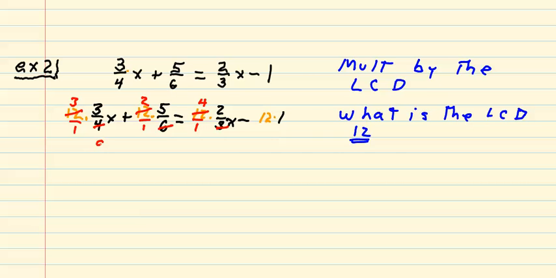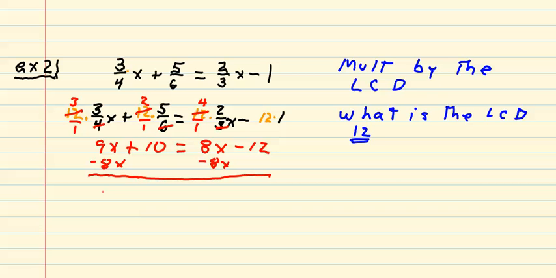3 times 3, 9x, plus 2 times 5, 10, equals 4 times 2, 8x, 12 times 1 is 12. I have now completely and totally eliminated the fractions. The problem is now very simple. I'm going to move my x, minus 8x, to both sides. And I get 1x, 9x minus 8x is 1x, plus 10 equals negative 12.